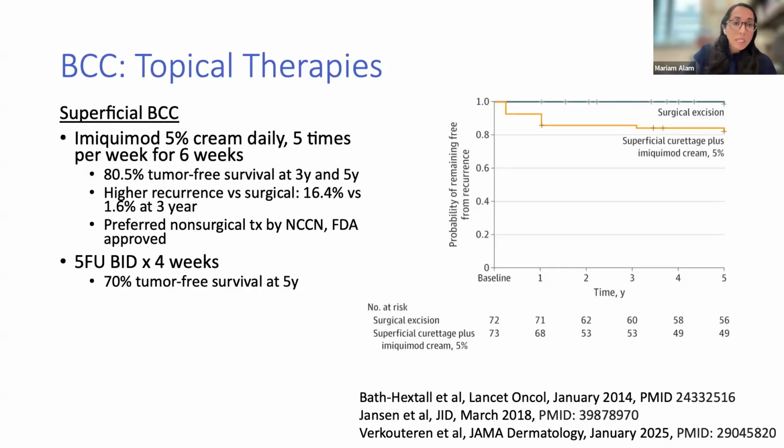So for superficial BCCs, a really great treatment option is imiquimod 5% cream. And we put that on 5 times a week for 6 weeks. So it's like a relatively long treatment course, but you're just putting a cream on one spot. And that has shown around 80% tumor free survival at 3 and 5 years. There is a higher recurrence versus surgical treatment, so 16% versus 1.6% at 3 years. But it is the preferred non surgical treatment by NCCN guidelines, and it is FDA approved.